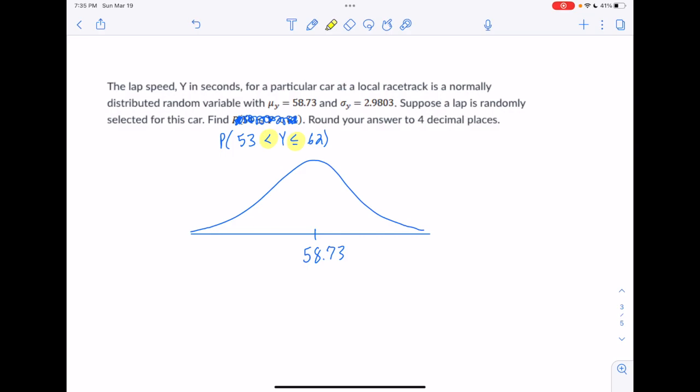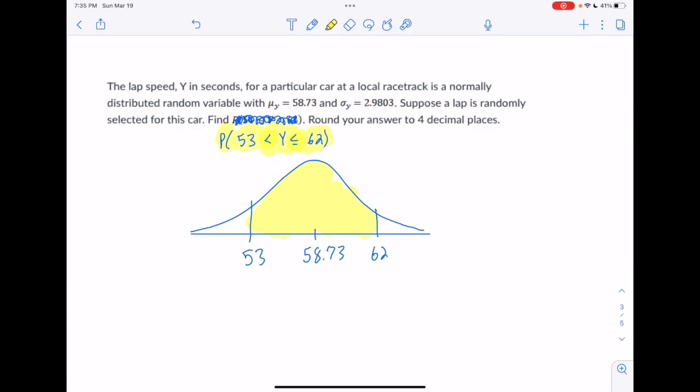The other thing that throws people off sometimes is they read 53 as less than y, and that less than gets in their head and they want to go to the left of 53. But if you just look at the overall notation, where is the y? Y is in between 53 and 62. So when you do your picture, you put the boundary 53 on the picture. Then you put the boundary 62 on the picture. And then what area do you want? Since y is in between 53 and 62, the area you want is this area right here between 53 and 62. So that's what we're looking for.